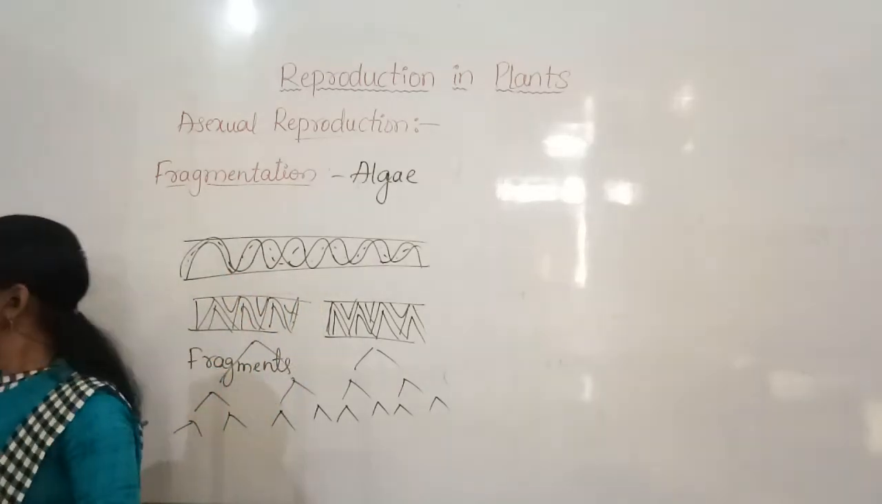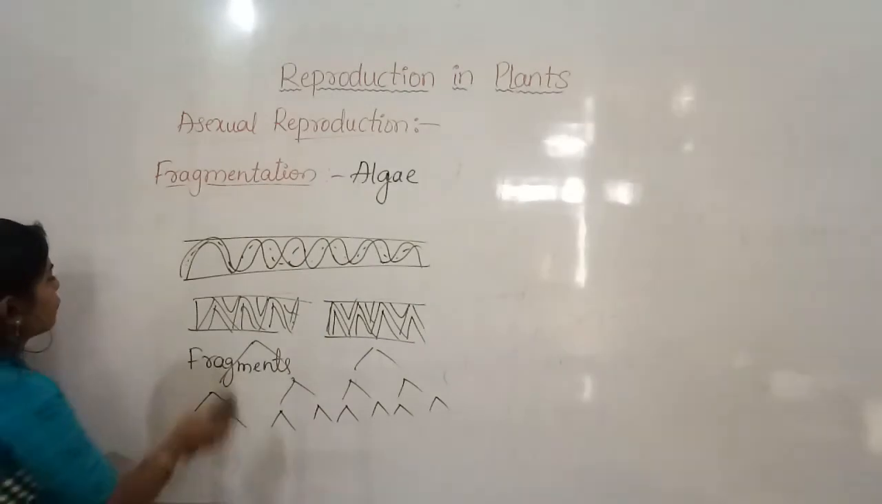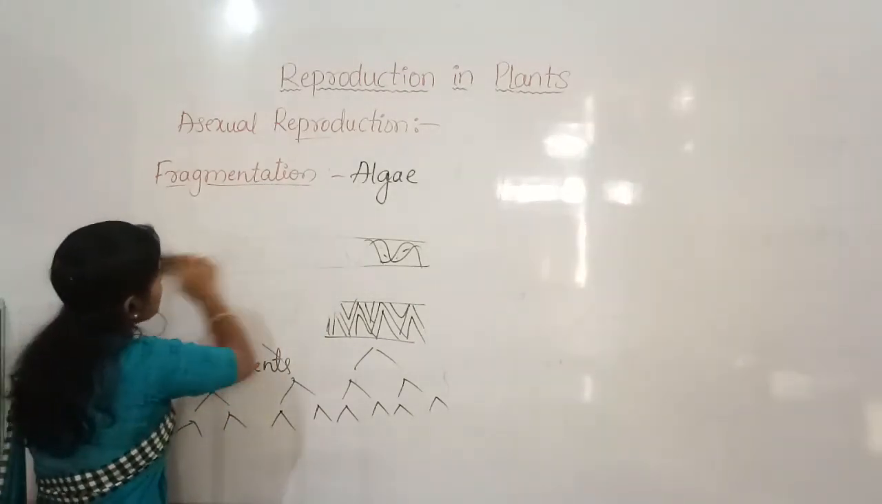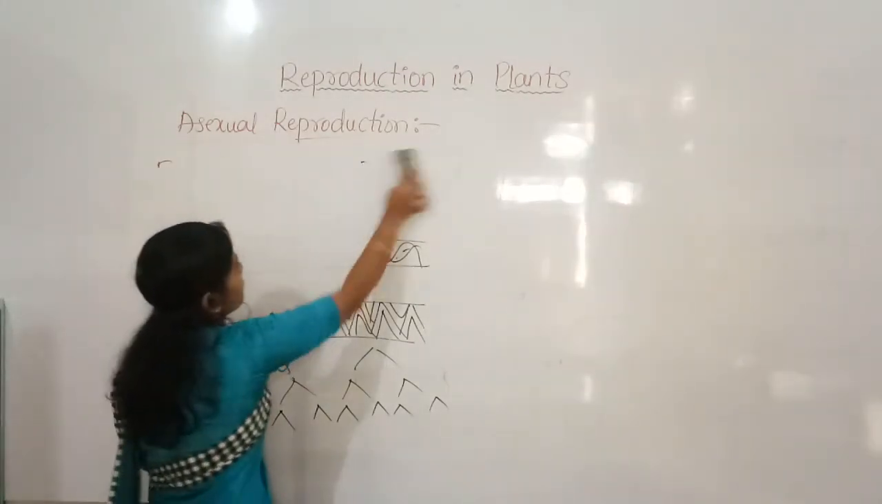Okay, and the next type of asexual reproduction is spore formation.